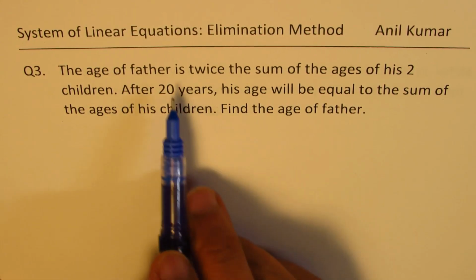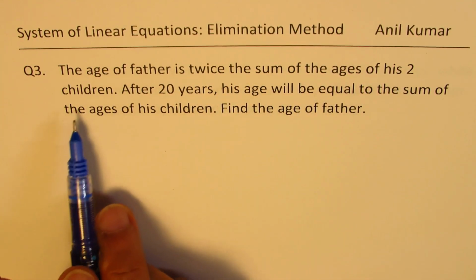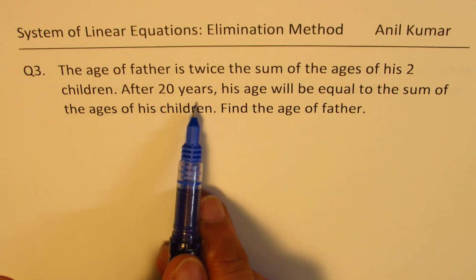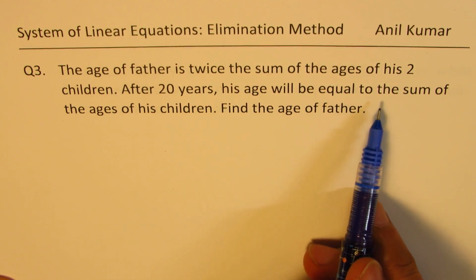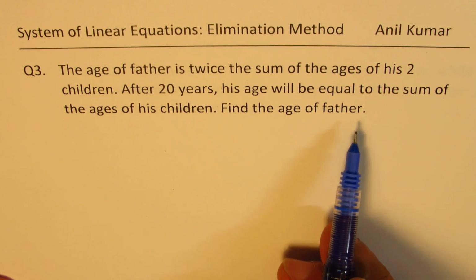The age of father is twice the sum of ages of his 2 children. After 20 years, his age will be equal to the sum of the ages of his children. Find the age of father.